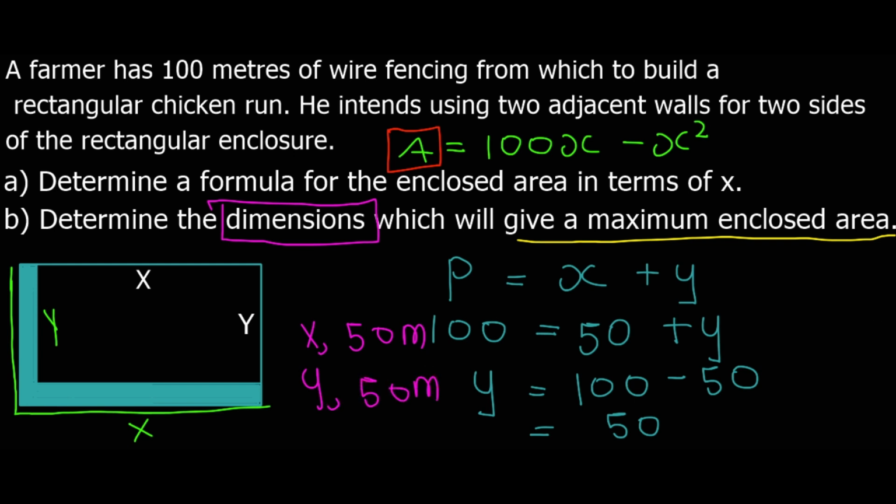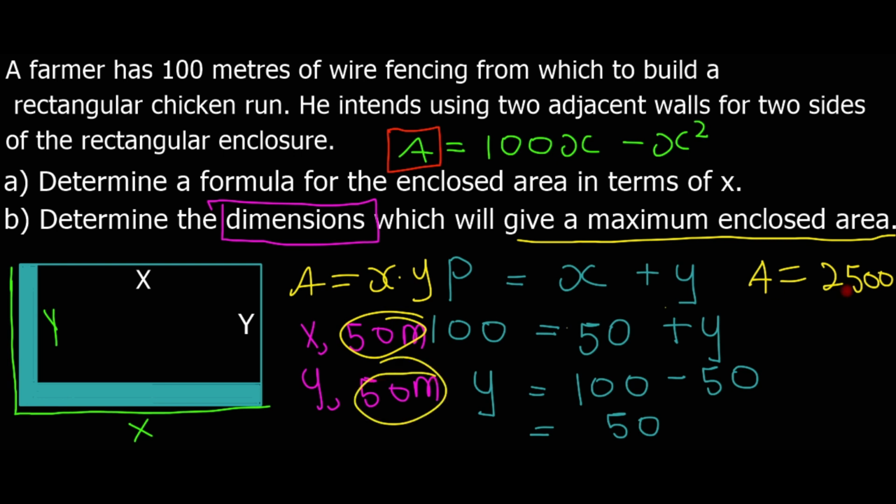It really makes sense because we found that our area is 2500 square meters. So if you say the area equals x times y, and you say 50 times 50, it will be 2500. So this is our answer anyway.